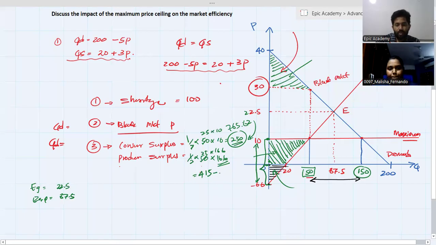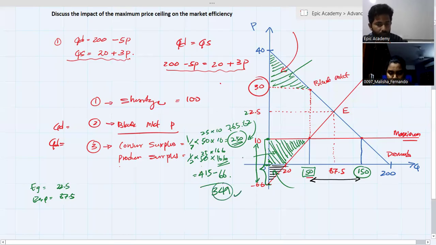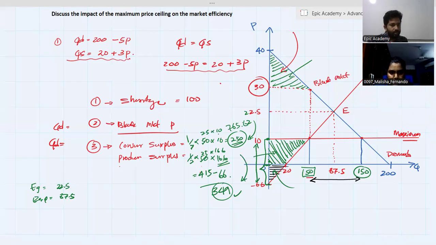So we already calculated the minus value area. What is it? 66. Okay, now it becomes 349. I think it also reduces. Yes. Now you can identify the real impact of imposing the maximum price ceiling. Real impact of the maximum price ceiling.